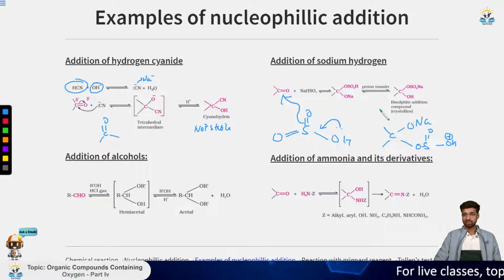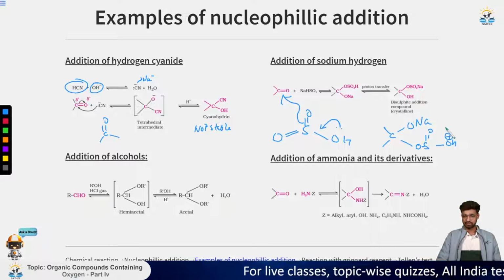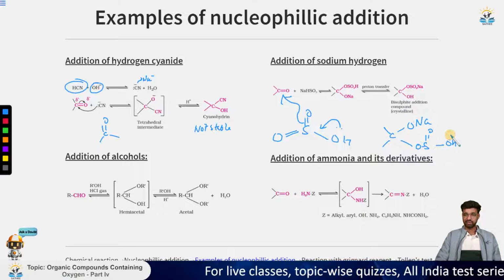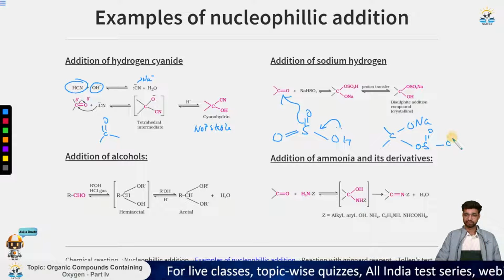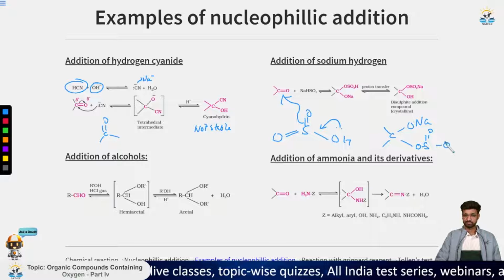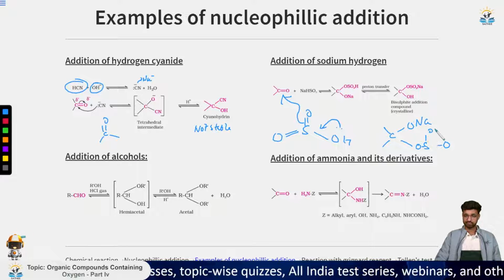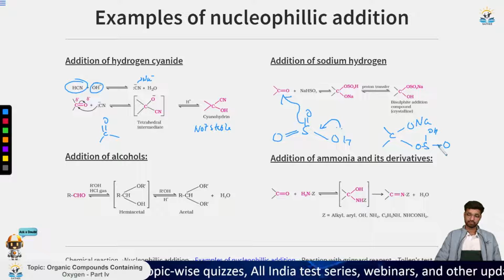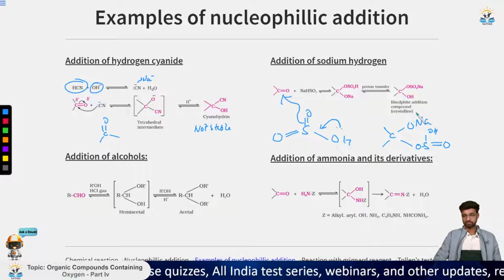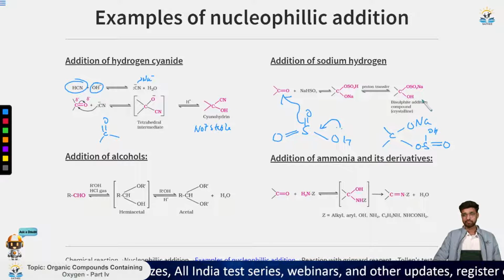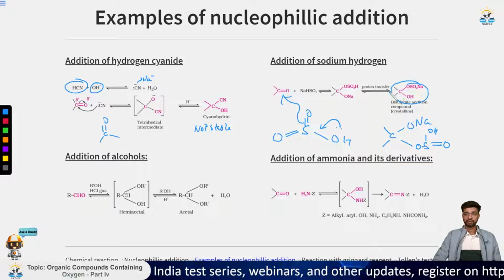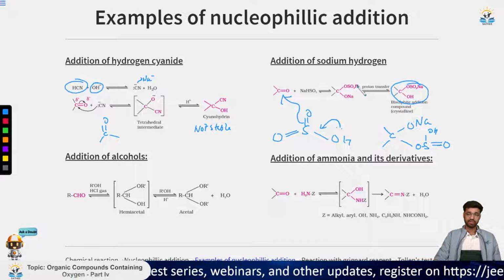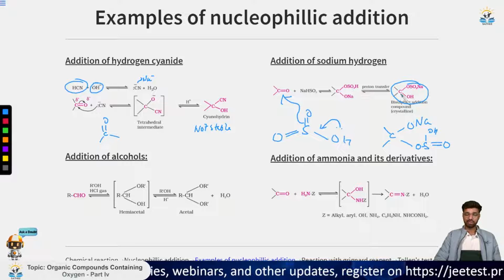Now further we will have an intramolecular proton transfer, where this hydrogen will be transferred to this oxygen and this Na will go here. So there will be a proton transfer here, and we will get this thing. This hydrogen gets transferred here and this sodium goes here.